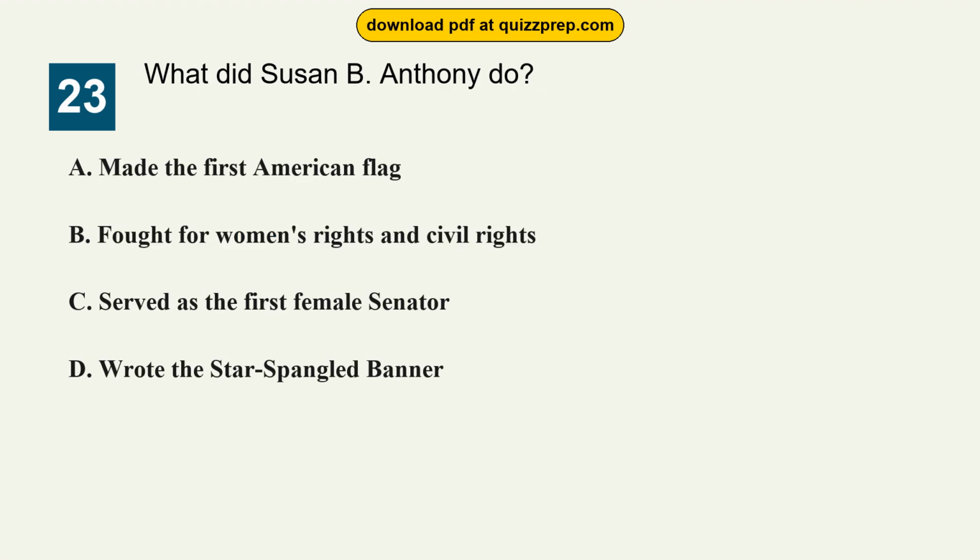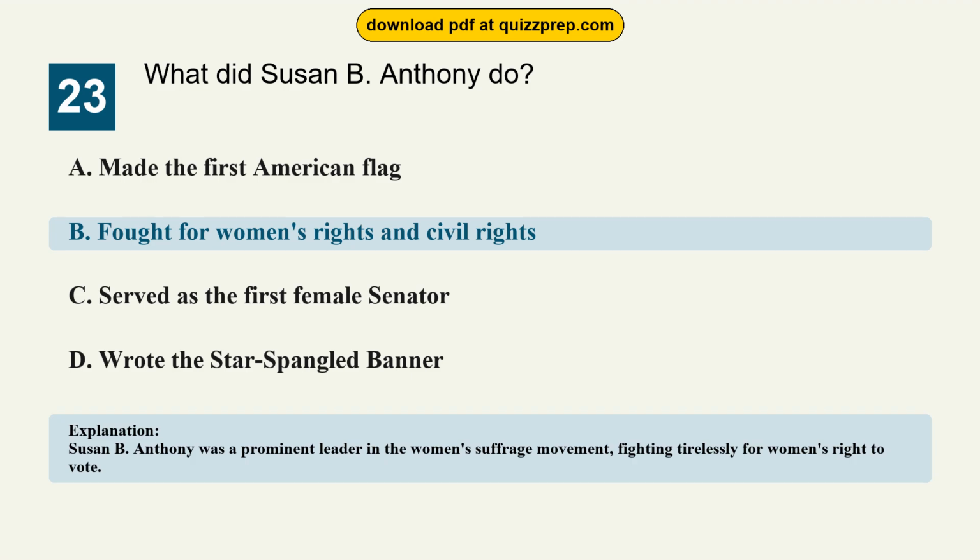Question 23. What did Susan B. Anthony do? Option A, made the first American flag. Option B, fought for women's rights and civil rights. Option C, served as the first female senator. Option D, wrote the Star-Spangled Banner. The correct answer is option B, fought for women's rights and civil rights. Susan B. Anthony was a prominent leader in the women's suffrage movement, fighting tirelessly for women's right to vote.